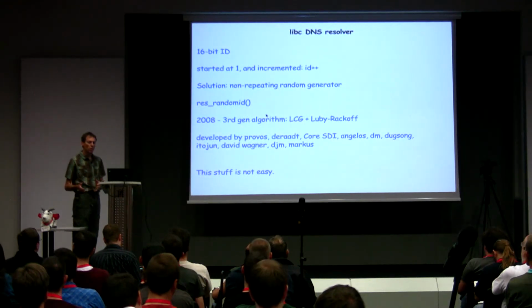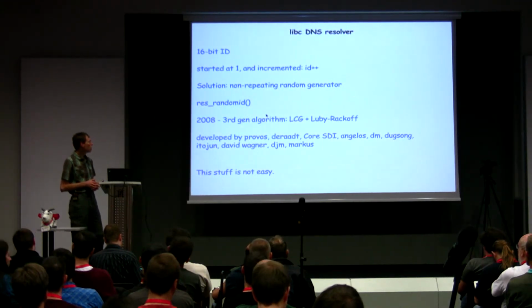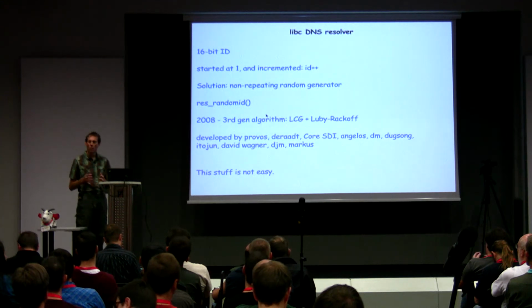The solution we worked on was to come up with a non-repeating random number generator. So the idea is that you want to be random, but you also don't want to accidentally return the value 7, followed by 7, followed by 7. A perfectly valid random number sequence. Could happen. But if you were to do that, it would really break the DNS protocol.